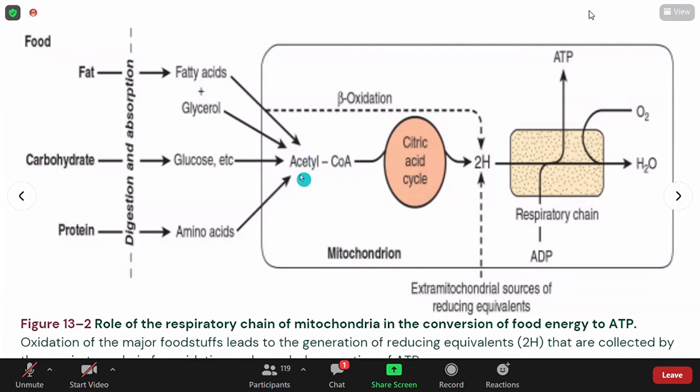Okay, now acetyl-CoA is the substrate for the citric acid cycle. All right, in the citric acid cycle, there is an oxidation process, removal of electrons. And what is usually removed is hydrogen, because once hydrogen is removed, there are also accompanying electrons. And the acceptor is NAD or FAD. So you now have NADH or FADH2. NADH and FADH2 are what is meant by reducing equivalents.